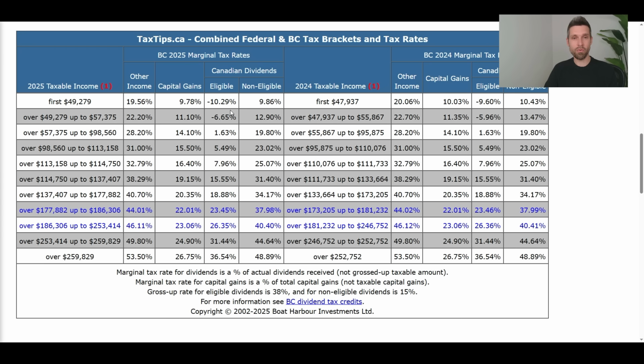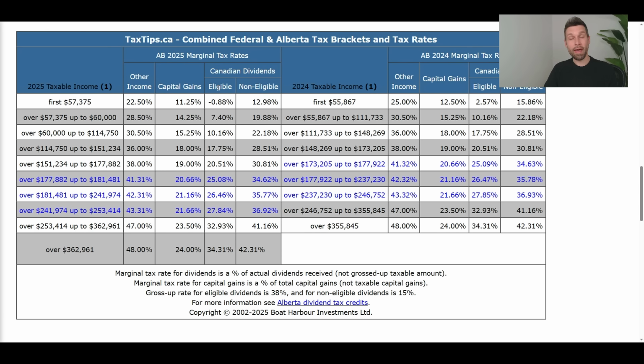At the second income level, we also benefit from negative tax rates. Now the new province to join this list is Alberta. Alberta, with the changes in the provincial and the federal tax rate, means that in the first income level, we now also have negative tax rates on Canadian eligible dividends. So if you're in Alberta, if you're approaching retirement or in retirement, keep this in mind. This is an interesting tax planning opportunity that maybe you didn't have before. So keep this in mind as you're doing your retirement planning in Alberta.